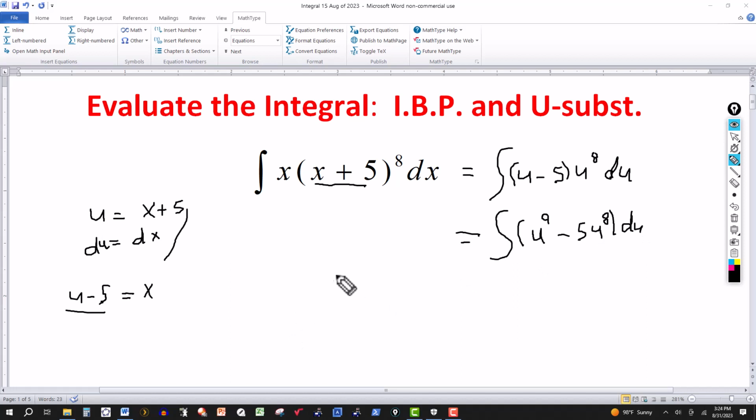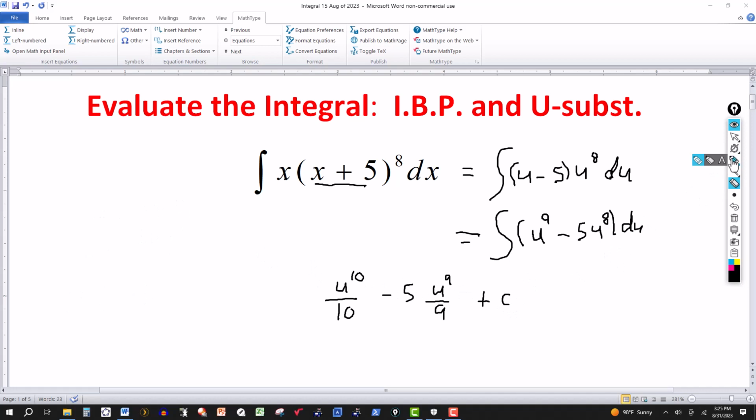And then we just integrate here. u to the 9th, integrate with respect to u. We simply add 1 to the 9, that gives me a 10, and we divide by 10. And the next one, minus 5, then add 1 to the 8, we get u to the 9th over 9. Plus the constant of integration.